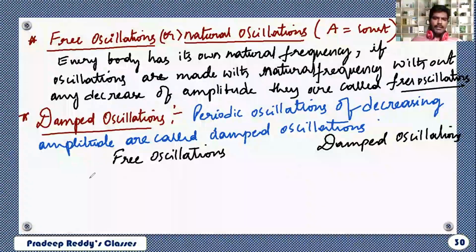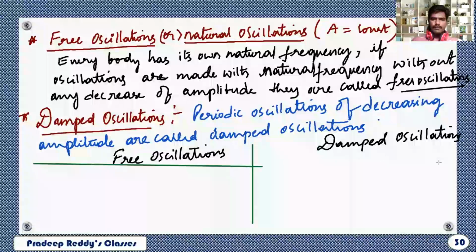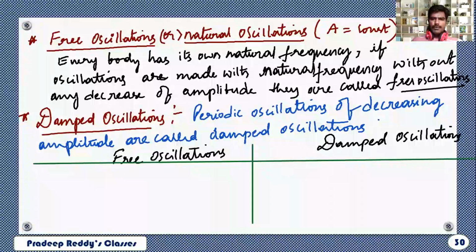In case of free oscillations, we can write the equation F is equal to minus kx. Whereas in case of damped oscillations, you can write F is equal to minus kx minus bv.